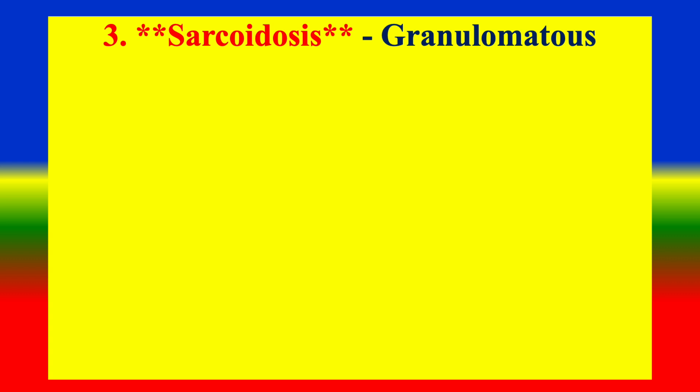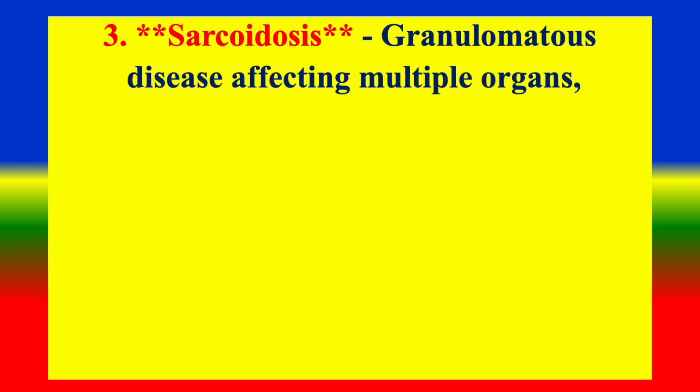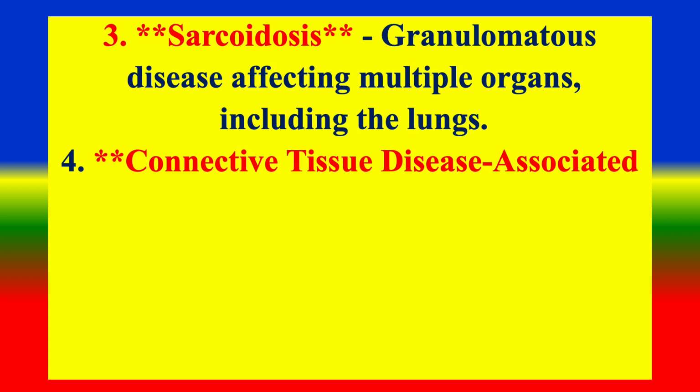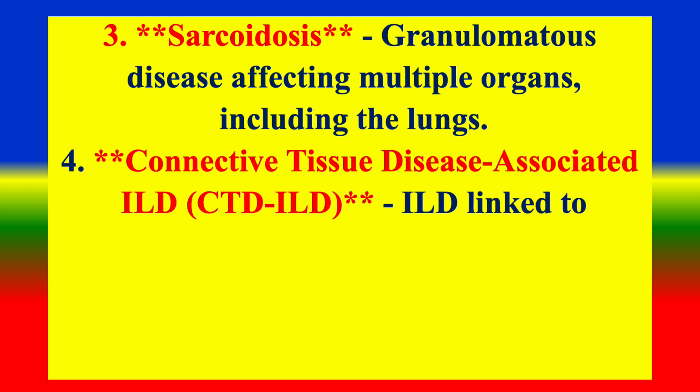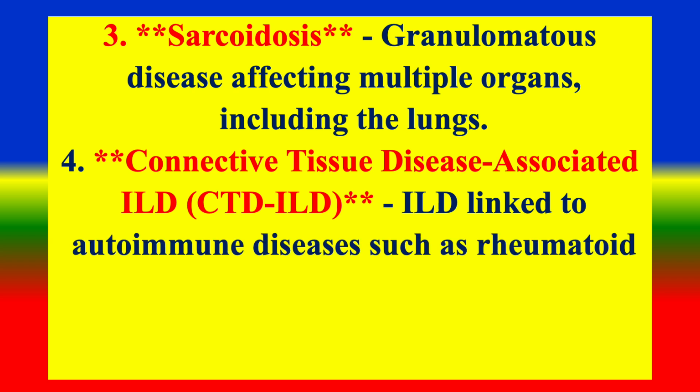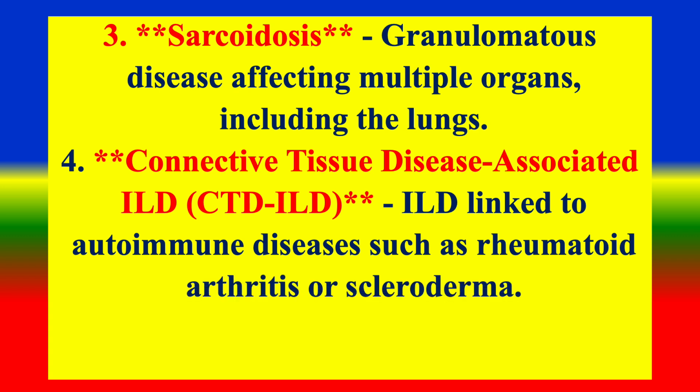3. Sarcoidosis, granulomatous disease affecting multiple organs, including the lungs. 4. Connective tissue disease associated ILD. ILD linked to autoimmune disease such as rheumatoid arthritis or scleroderma.